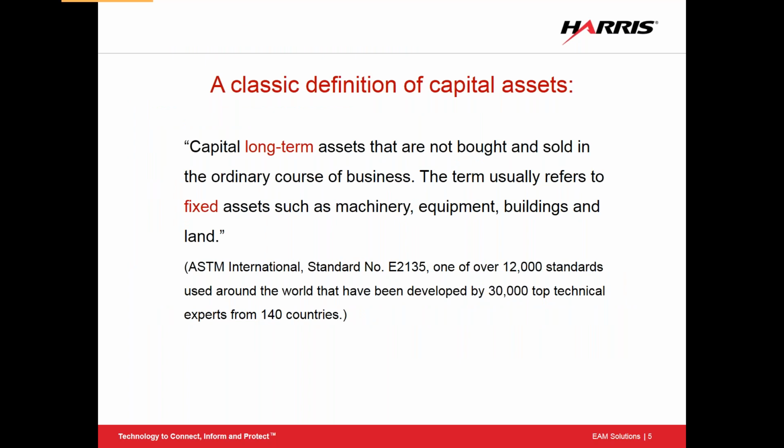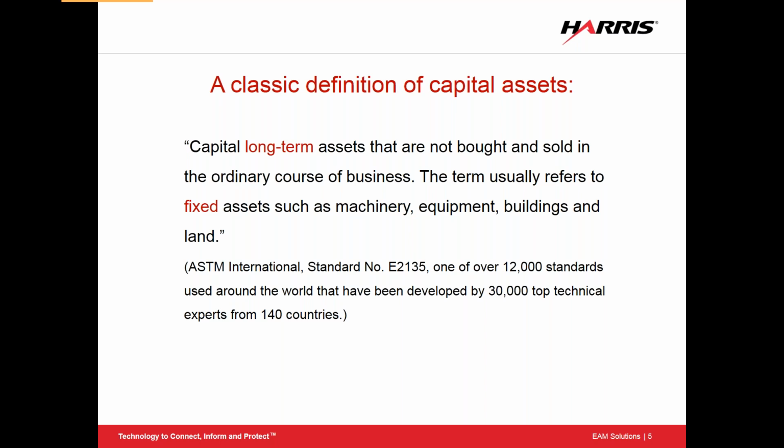These are long-term items that are not bought and sold in the ordinary course of business. And this is the ASTM, the American Society for Testing and Materials, now called ASTM International, that defines capital assets. There are a couple related terms in here. You'll see I've highlighted long-term and fixed. And we're going to look a little more at these terms shortly. So as you can see, on a global scale, there seems to be a general consensus as to what defines a capital or a fixed asset.